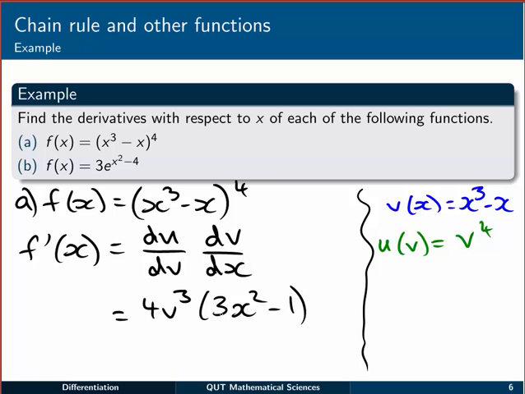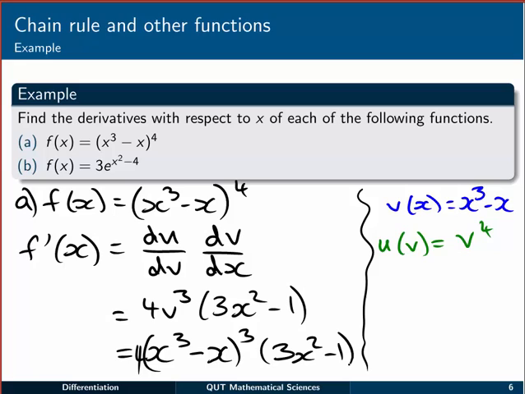Now that all looks fine, but what we really need to do to finish this off is get rid of this weird v thing. We don't want to have a derivative with respect to x still having v's in it when we didn't have v's to start off with. So let's replace v with its form there, x cubed minus x all to the power 3. We need to leave that 4 out the front, and 3x squared minus 1 left over at the end. You can expand that out if you like, but it'll take a bit of work, so I'm actually going to leave that one as it is. So that's an example of the chain rule right there. Let's have a look at this next one.